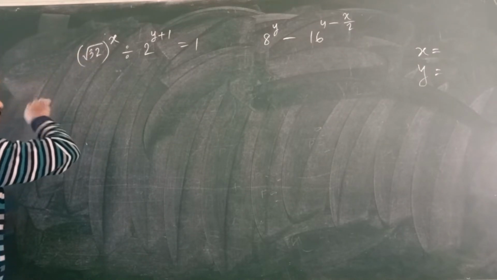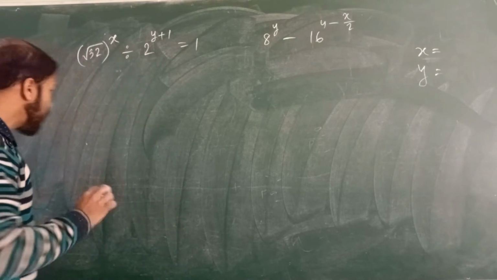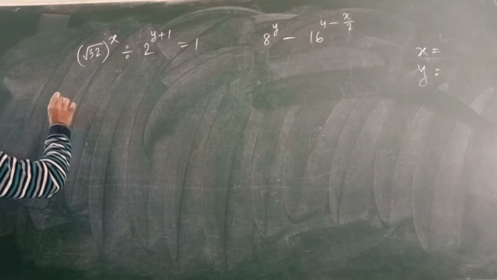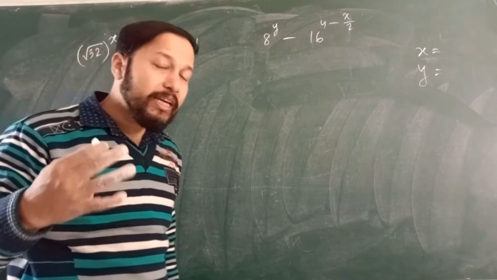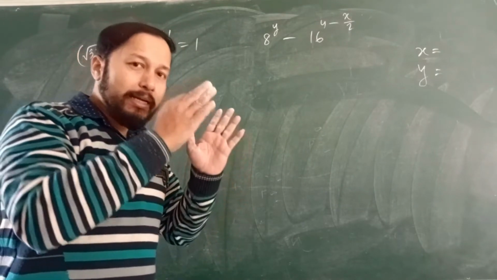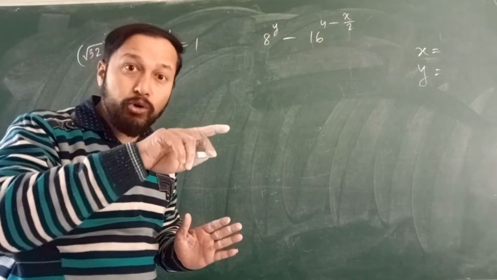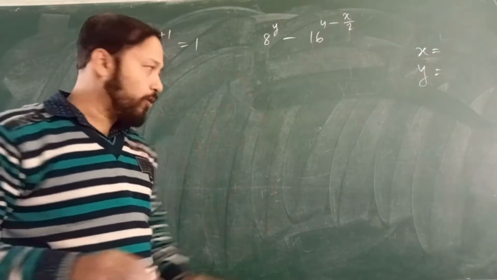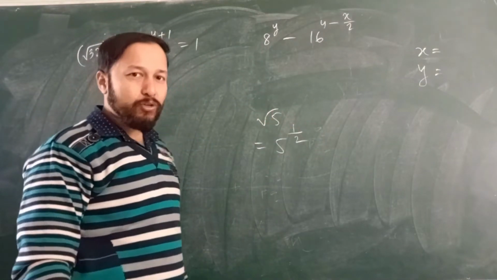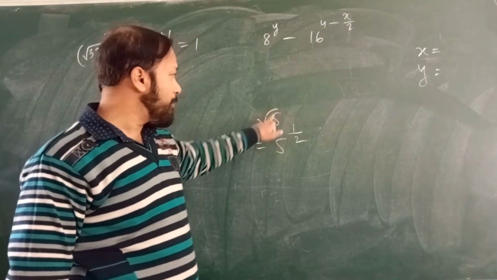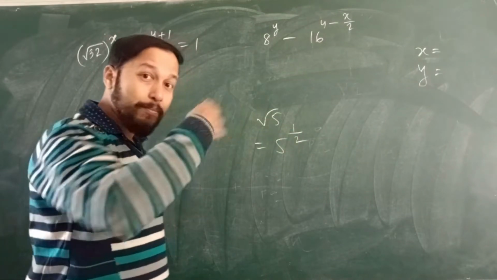What can we write here? Root over 32 means... whenever you see a root, instead of root you can write power half. Like root over 5, I can write as 5 to the power 1 by 2. Understood? Root over 5 means 5 to the power half. Okay, same rule we are going to apply here.